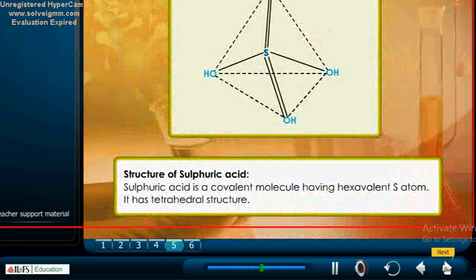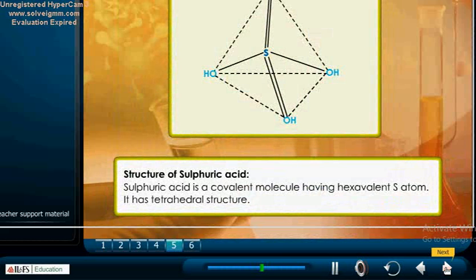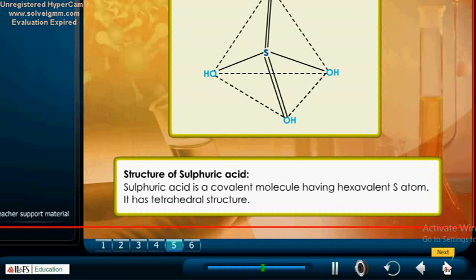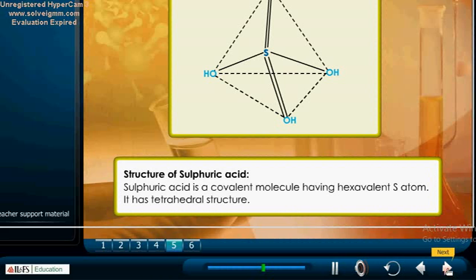Structure of sulfuric acid. Sulfuric acid is a covalent molecule having a hexavalent S atom. It has a tetrahedral structure.